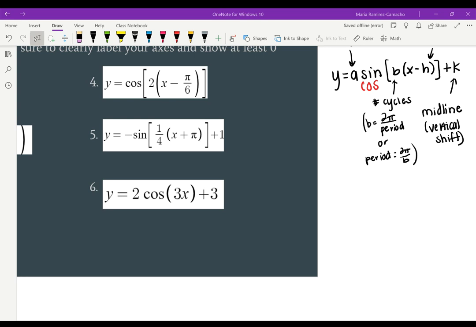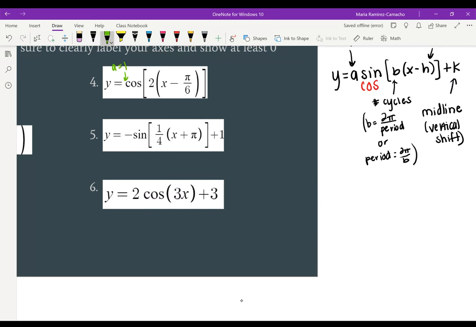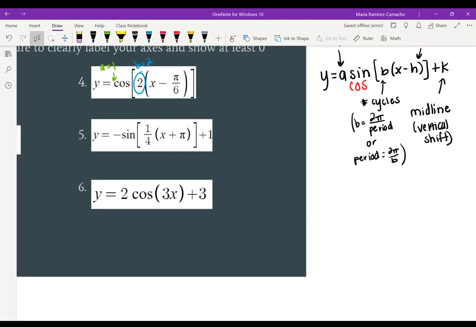All right, problem number 4, y equals cosine of 2 times parentheses x minus pi over 6. Okay, our amplitude is 1, our b equals 2. So just like in problem number 2, where we had the same b value, what this means is that the period is going to be pi. Our horizontal shift is pi over 6. Vertical shift is 0.